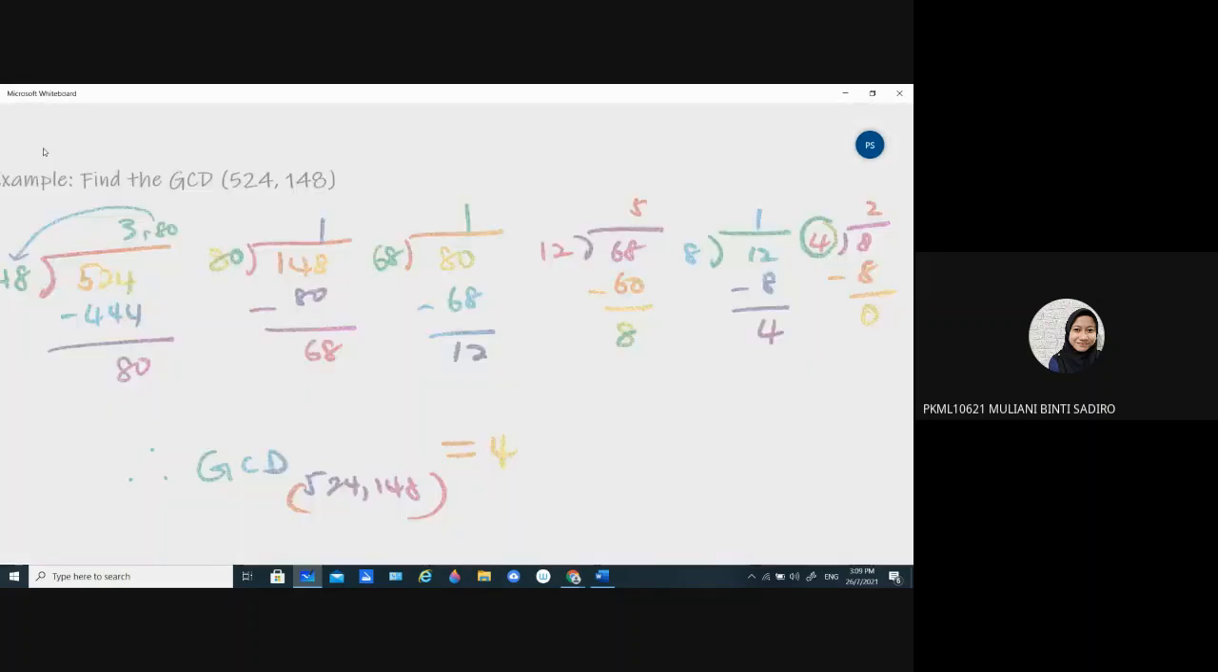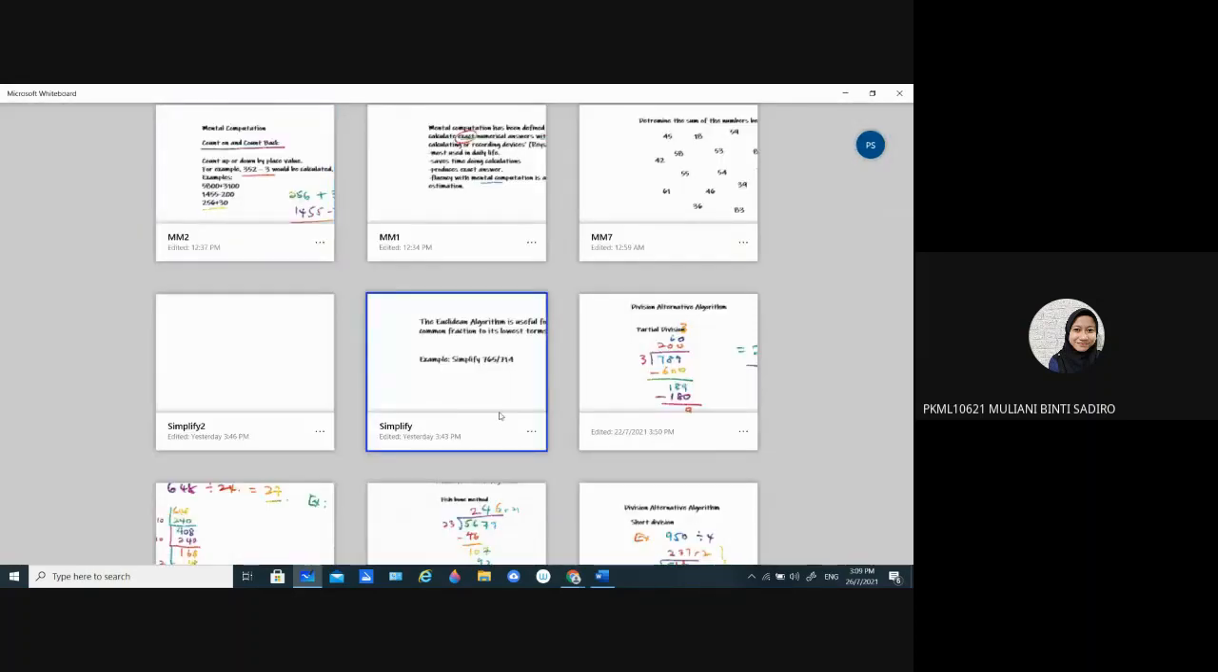Can you understand? Understand. Okay. What's the purpose of this GCD? Why do we need to calculate GCD? What's the purpose of this Euclidean algorithm?